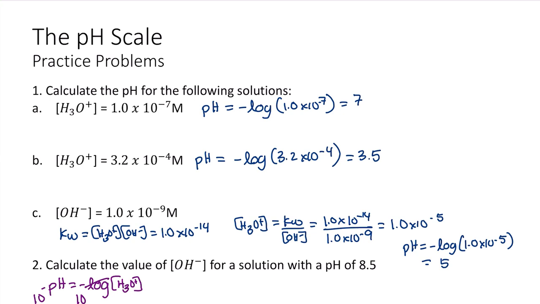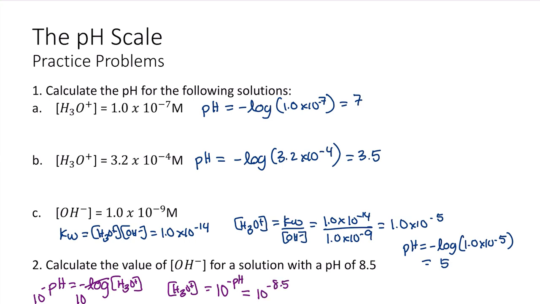So now the concentration of hydronium ion is going to be equal to 10 to the negative pH. So if you know your pH value, you can solve for the concentration of hydronium ion. I'm going to plug that in right here. I have 10 to the negative 8.5.